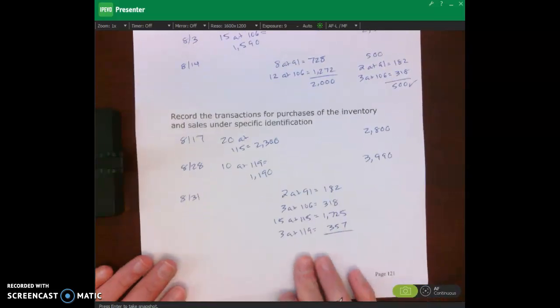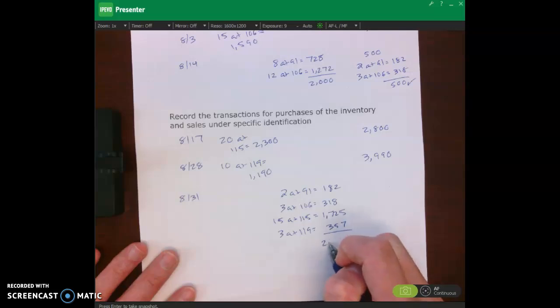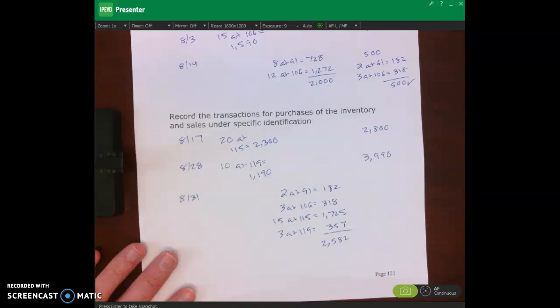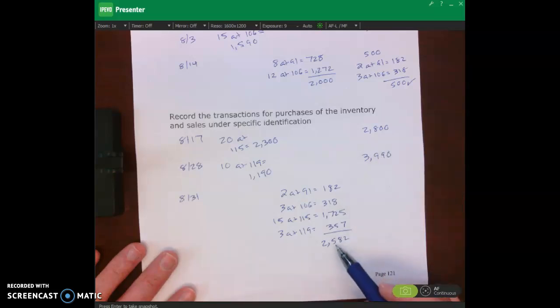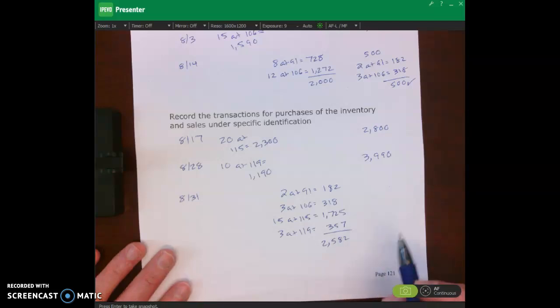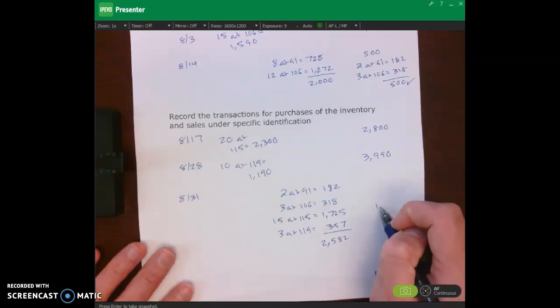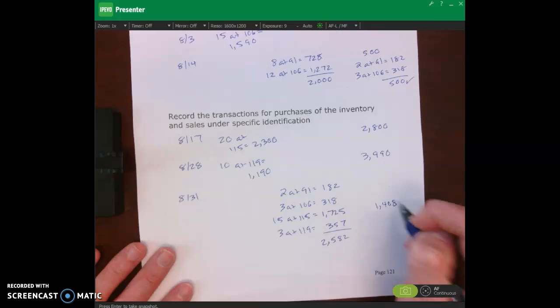I add up all of those and I get total cost of goods sold 2,582. And then I subtract, so this is my merchandise available for sale minus my cost of goods sold, 2,582. Gives me an ending inventory balance of 1,408.